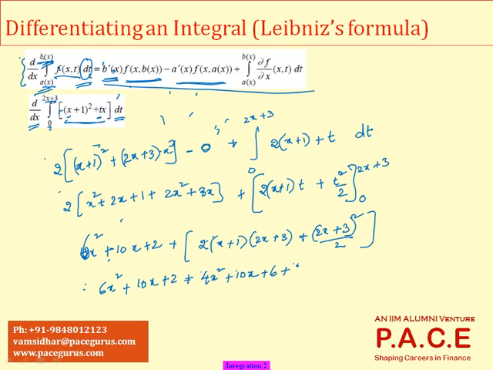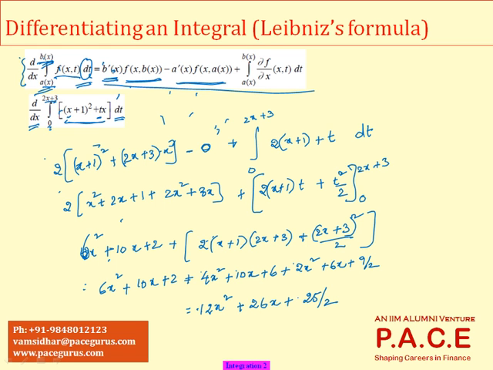4x squared by 2 making it 2x squared plus 4 into 3, 12x by 2 making it 6x plus 9 by 2. So on simplification, this is becoming 12x squared plus 26x plus 2 plus 6, 8 plus 9 by 2, 25 by 2 or something. So this is what is the derivative, especially using the Leibniz formula.